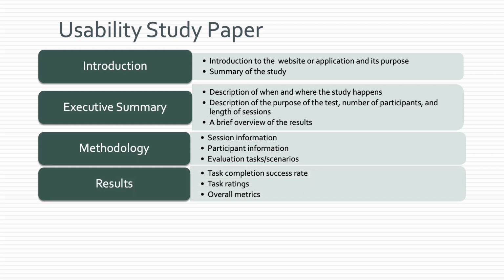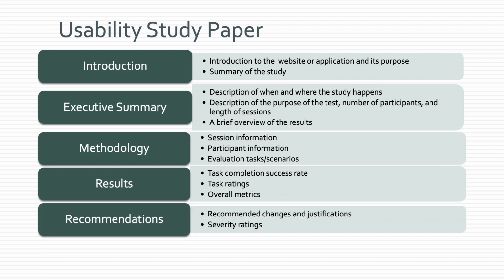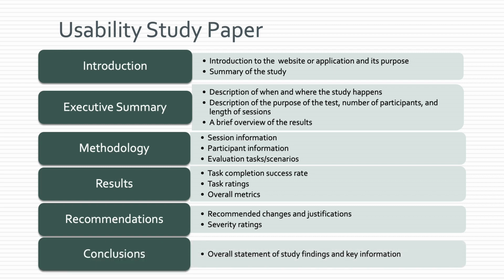Then the result chapter gives the task completion success rate, task ratings, and then overall metrics of what was found. Recommendations are also given on change and justifications to whatever it is that's been studied, website or applications, or really anything that is studied for usability, as well as severity ratings are given. And then conclusions, which are an overall statement of the study findings and any key information that can be given in relation to the topic.